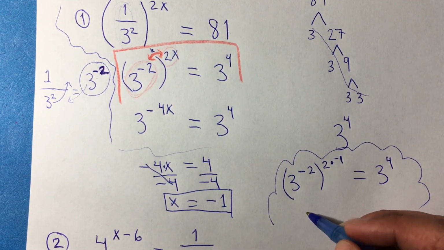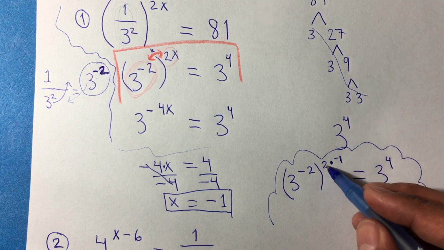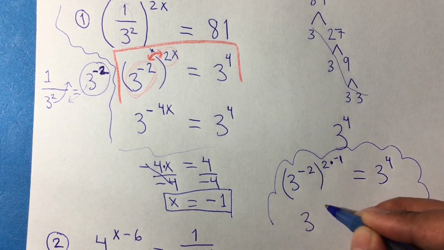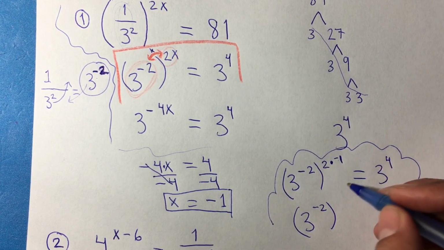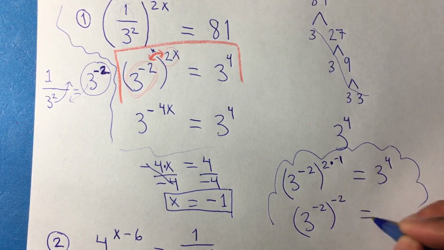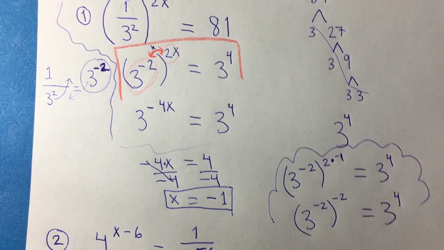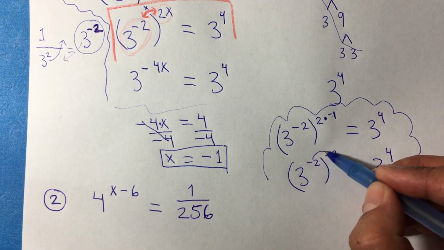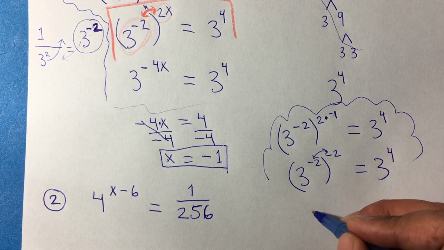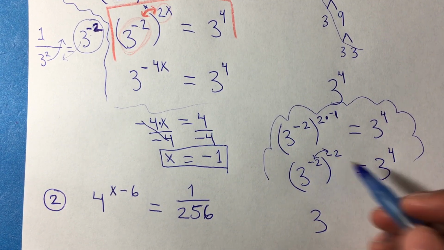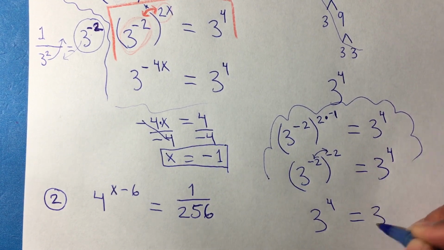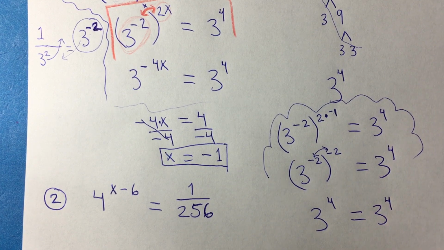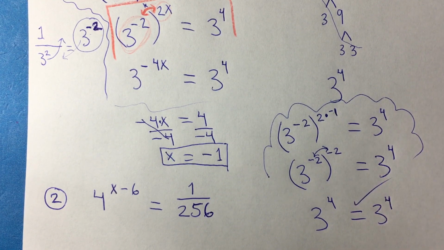So in here we multiply this part, so it's 3 to the negative 2nd power. 2 times negative 1 is negative 2. And then we multiply, because it's a power raised to another power, we multiply the exponents, keep the base. Negative times negative is positive. 2 times 2 is 4. And we see that it is equal to 3 to the 4th power, so we say check.